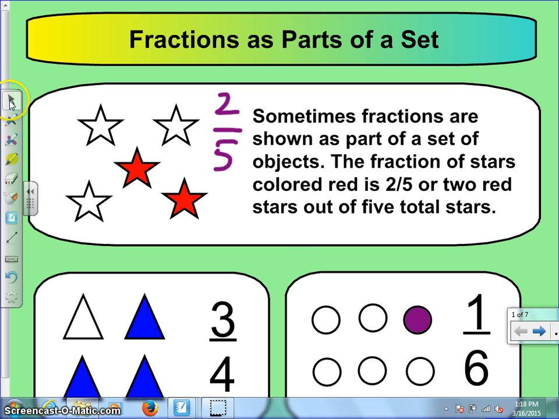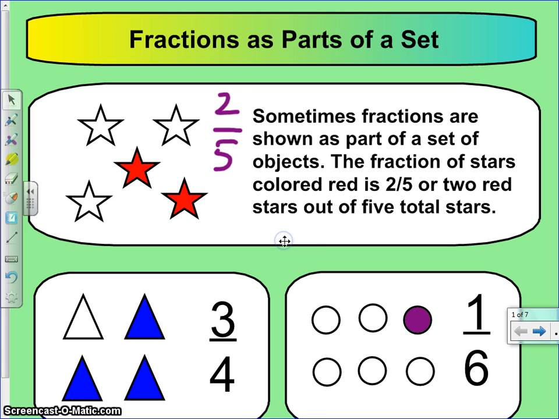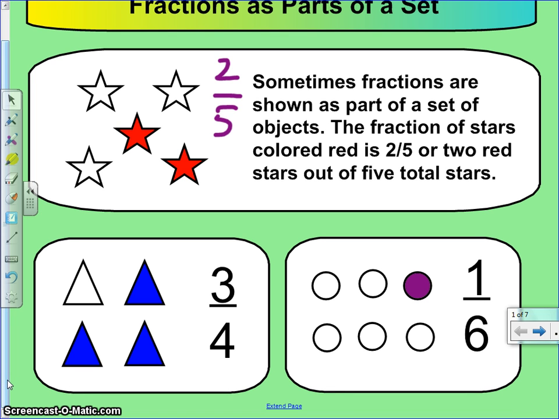You know, if we look at the rest of these down here, I have these triangles, and it says 3/4. Well, 3 out of 4, or 3/4 of those triangles are blue, while 1/4 is white. I look next to that, I have a group of circles. Maybe those are baseballs or whatever they could be, okay? And 1/6 is purple. That leaves me with 5/6 being white. So that's kind of the easy part when you're talking about fractional sets of a group.